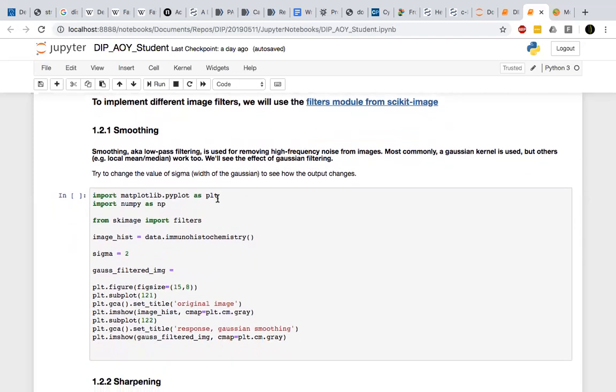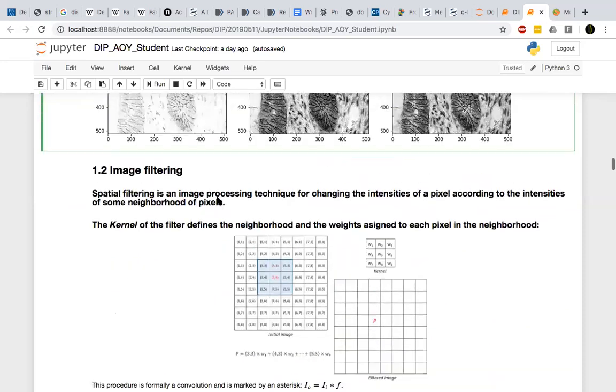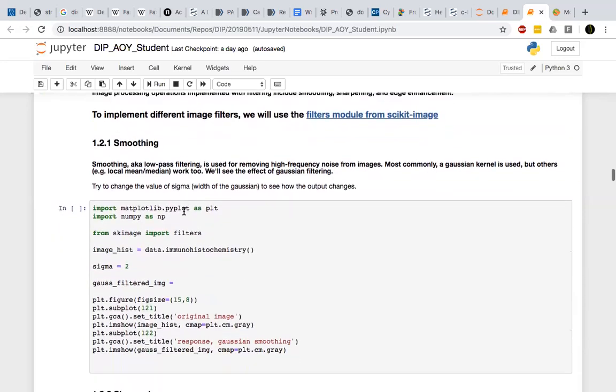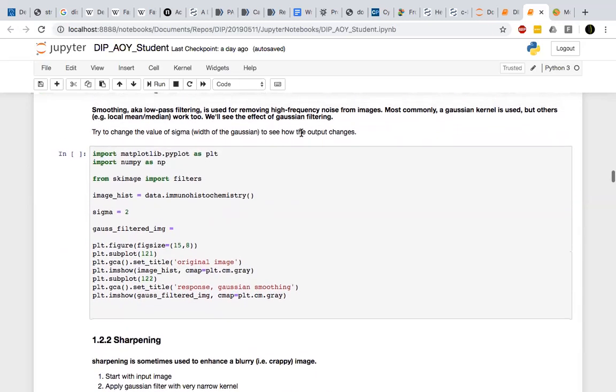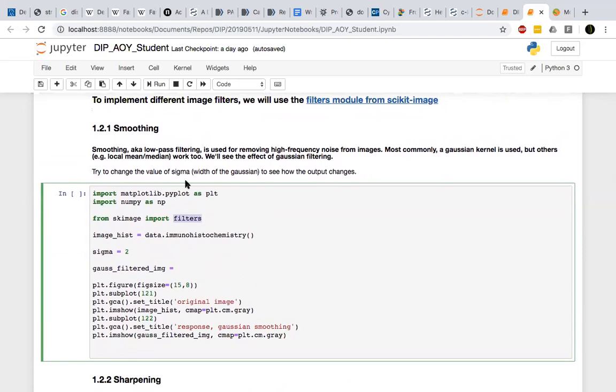So please go and do 1.21. Also, it would be useful to read everything here, although I mentioned most of this already. Smoothing is sometimes also called the low-pass filter, and you remove the high-frequency stuff, things that have big differences between neighboring or close cells. These are high-frequency components. So go and try to implement this. The right module is filters from skimage. I'm already calling it. You can go in here and the link is there.